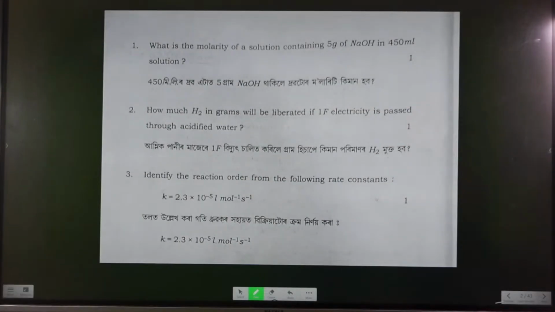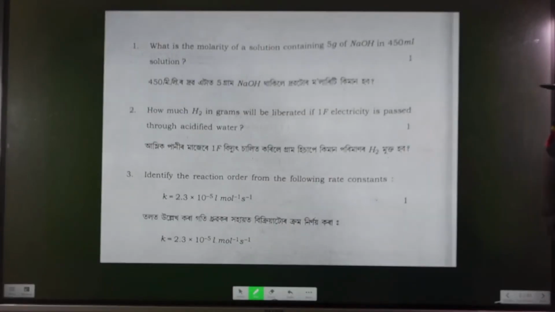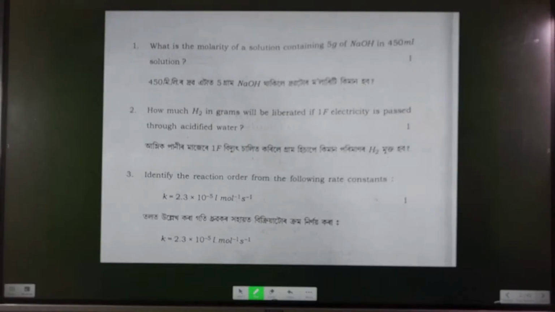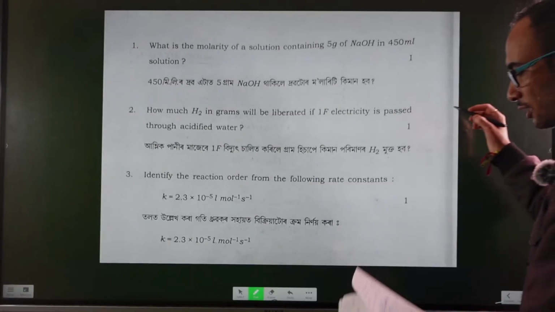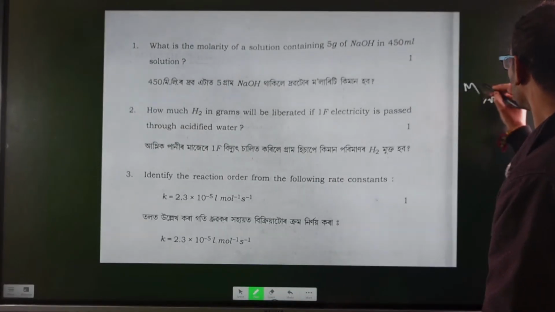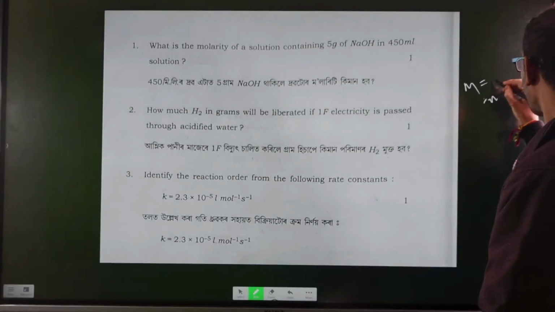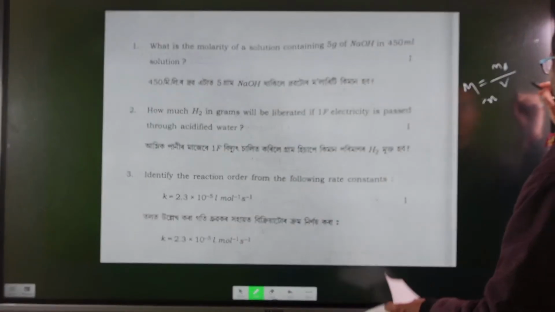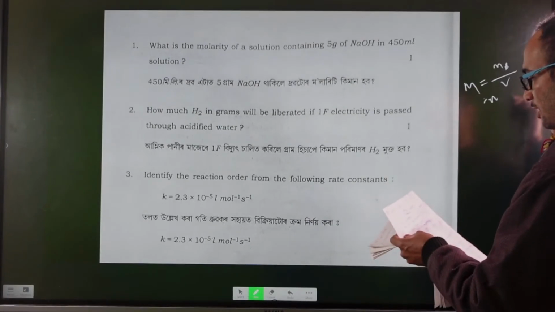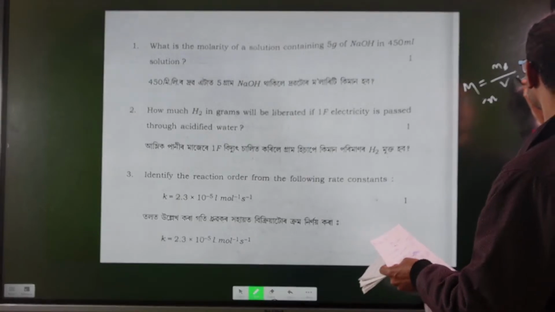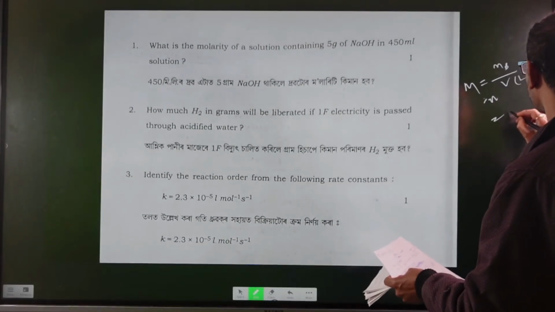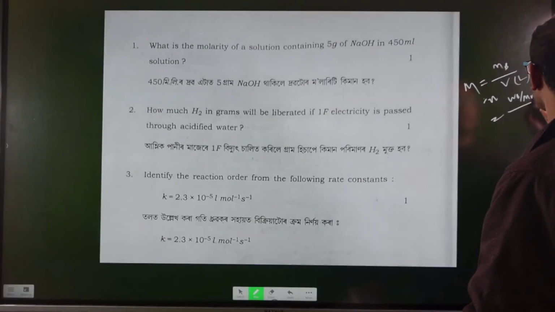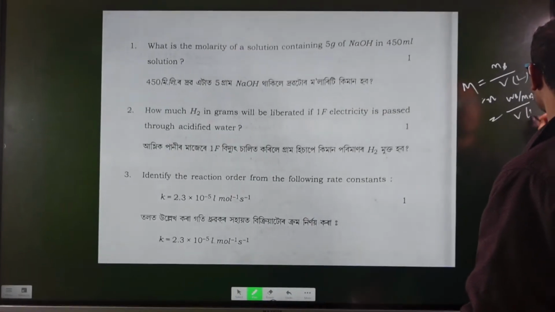In the first question, you can see: what is the molarity of a solution containing 5 gram of NaOH in 450 ml solution? You have to use a simple formula. Molarity is equal to nB by V, where V is in liter. nB is equal to WB by MB. Then V is in liter, right?